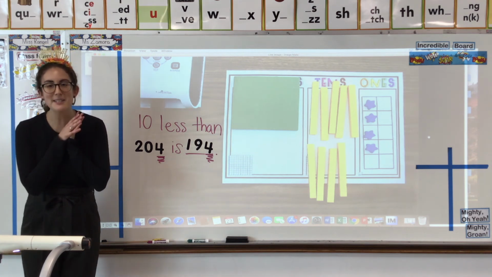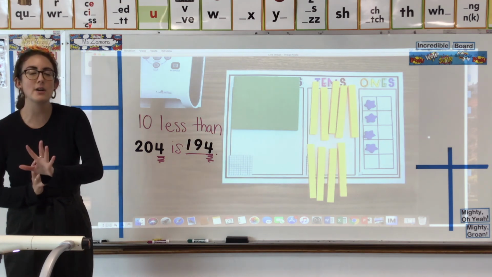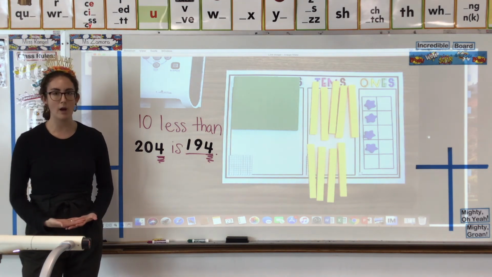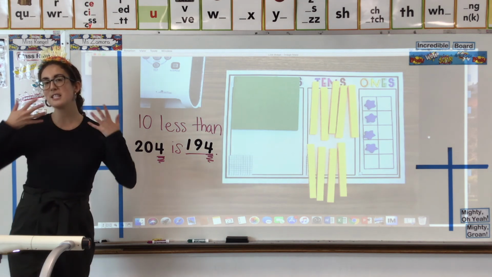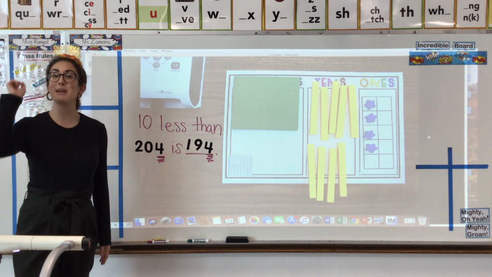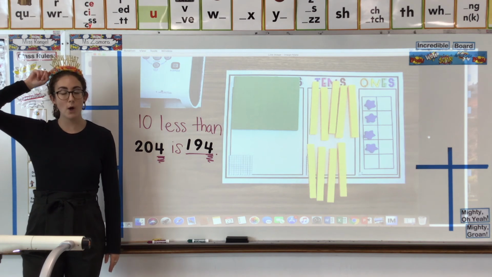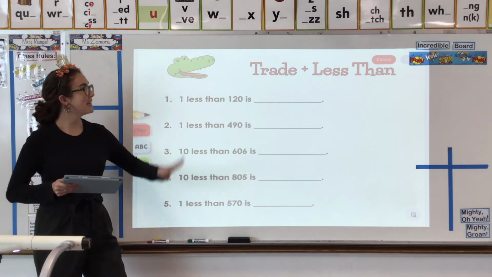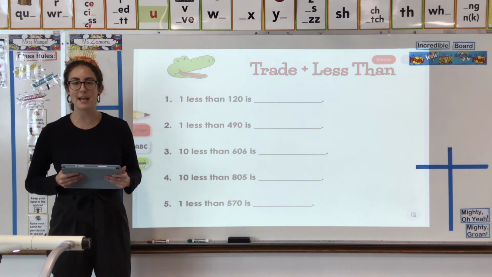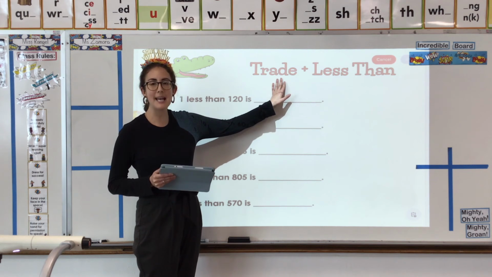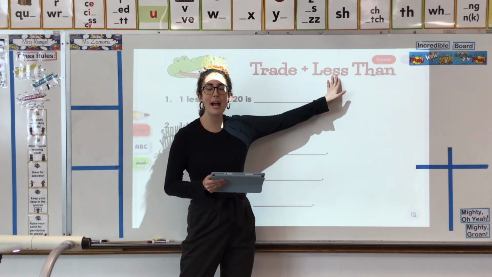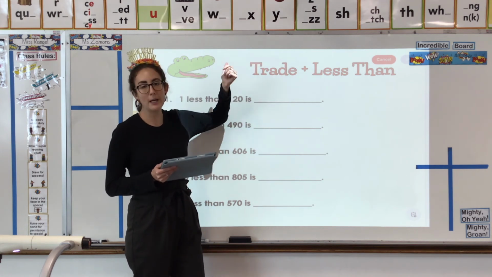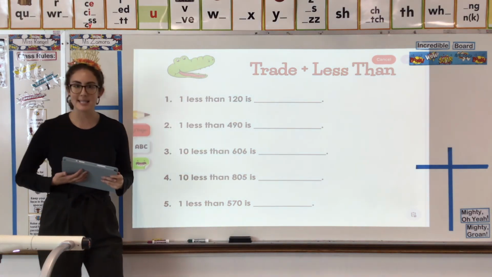Okay, awesome work today, reversing our skills and solving less than with our awesome place value knowledge. So now that you've been such awesome mathematicians, it's going to be your turn to show me what you know with your Wednesday Dojo worksheet. Okay, we have a very similar looking worksheet to yesterday, except now it's asking us to trade and combine our less than skills. Remember, to trade means to unbundle or break apart when we're trying to find less than.